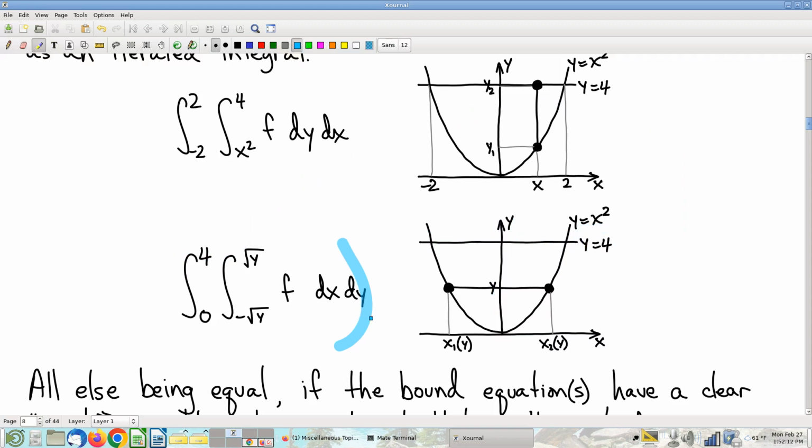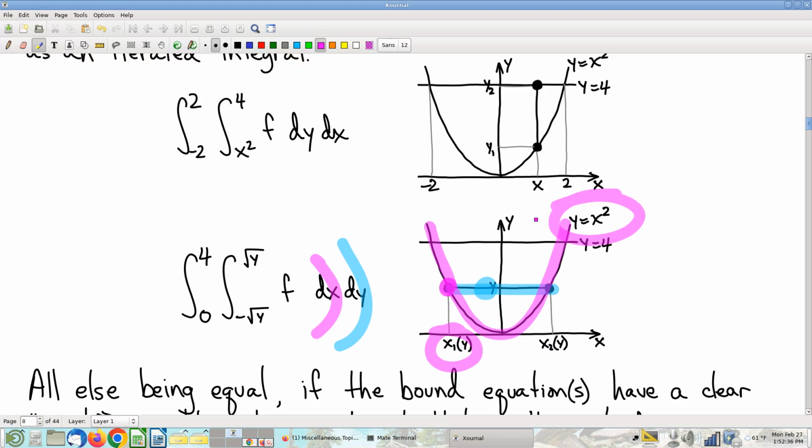Now, as usual, we fix a value of y. We look at just that y slice. And now we move to the inside variable, this time being x. Okay, so where do our x slices start? Lower bound, that point, on this curve which has that equation.